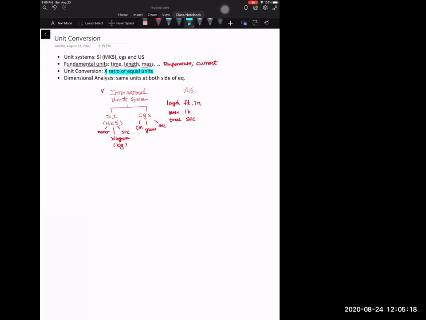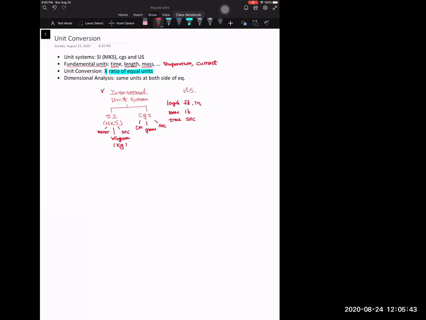Okay, what does that mean? What do the equal units mean? The equal units means, even though we have two different unit systems, we can find the value that will make these two unit systems represent the same thing, which means they are equal.